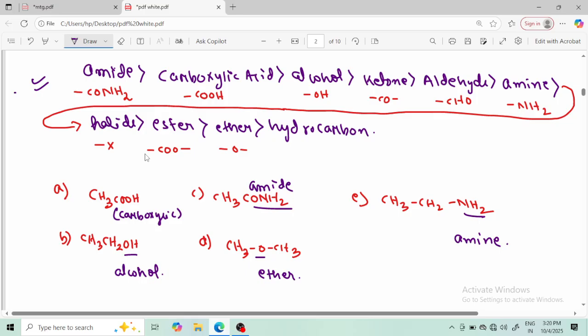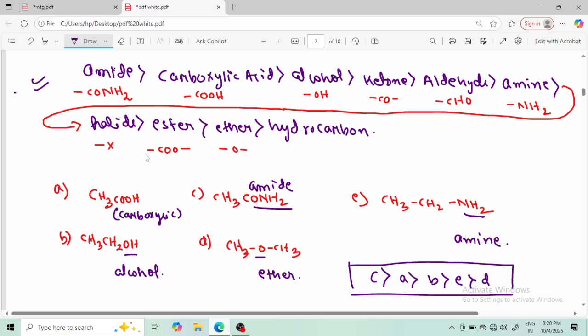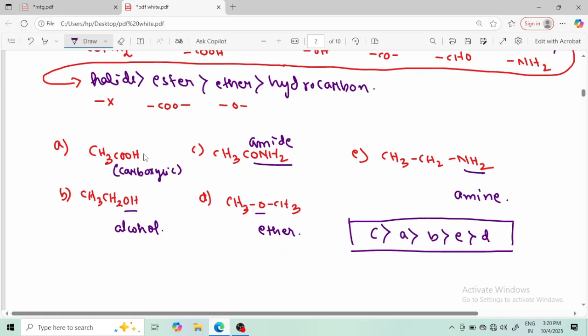Okay, then let's start. So I know that amide will have the highest boiling point, right? Then carboxylic acid, then alcohol, then amine, and then ether, okay? So this is the order of boiling point. In exam time they might ask it in terms of increasing order or decreasing order. You can arrange it accordingly, okay? So with this we are done with the physical properties part. Now let's do some questions based on that.